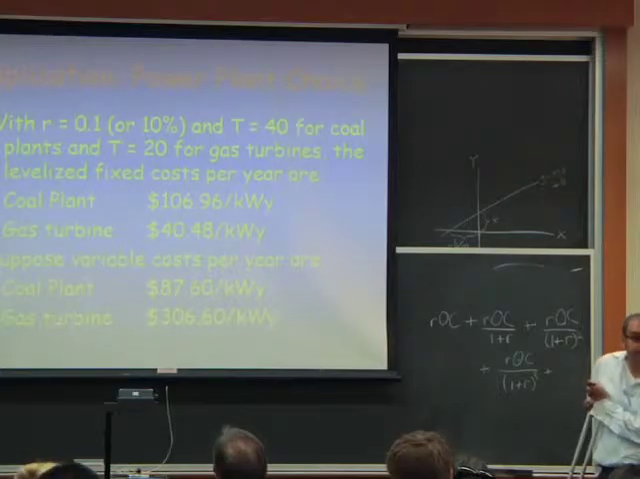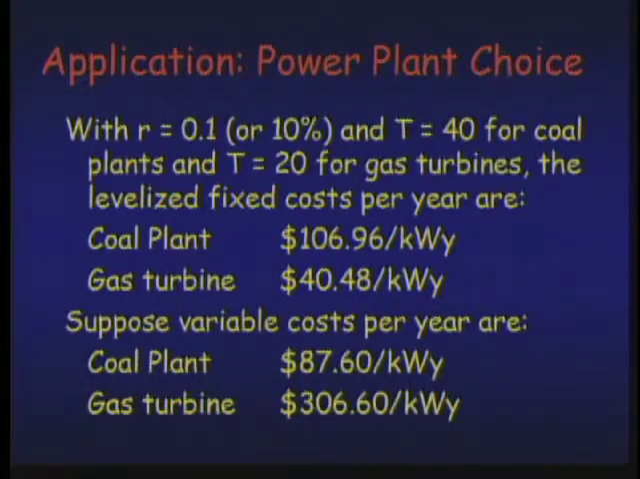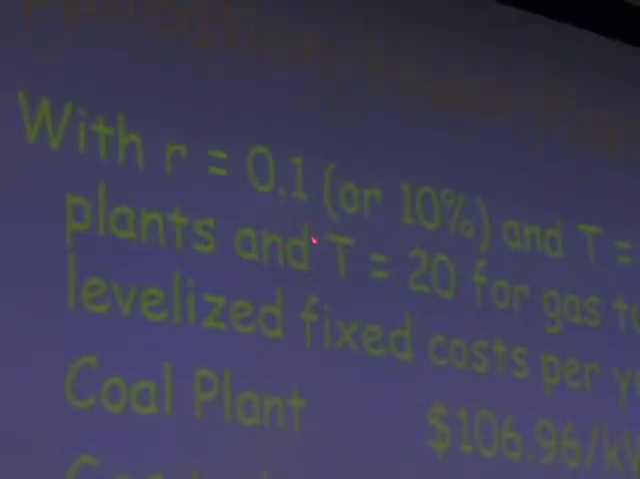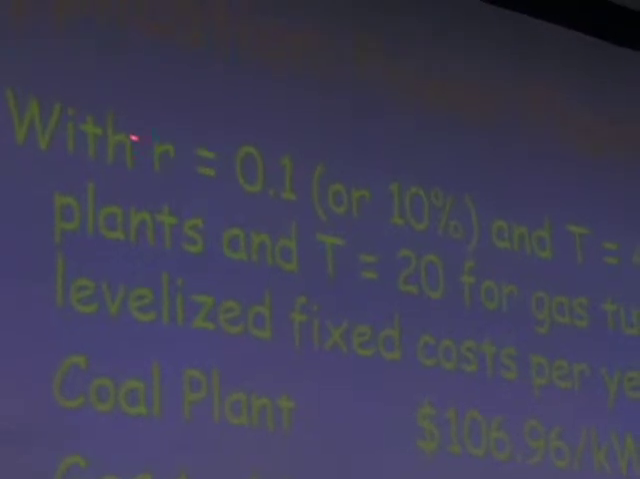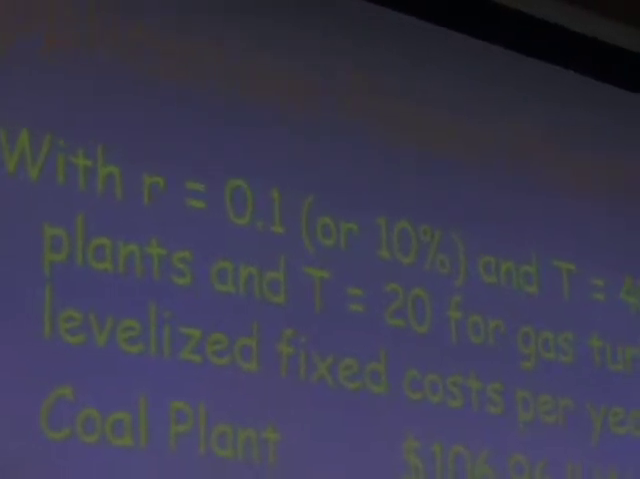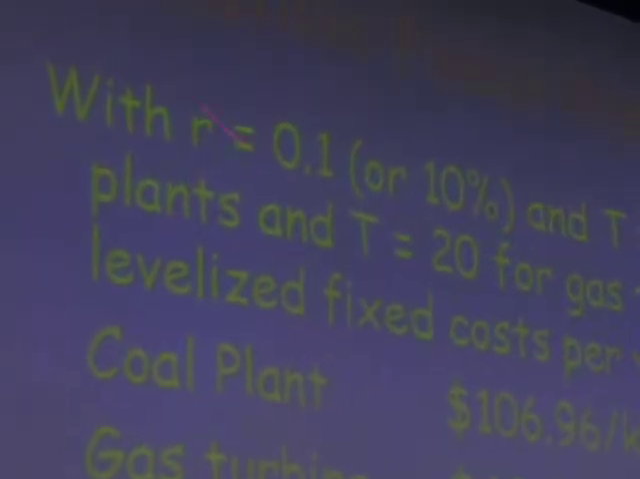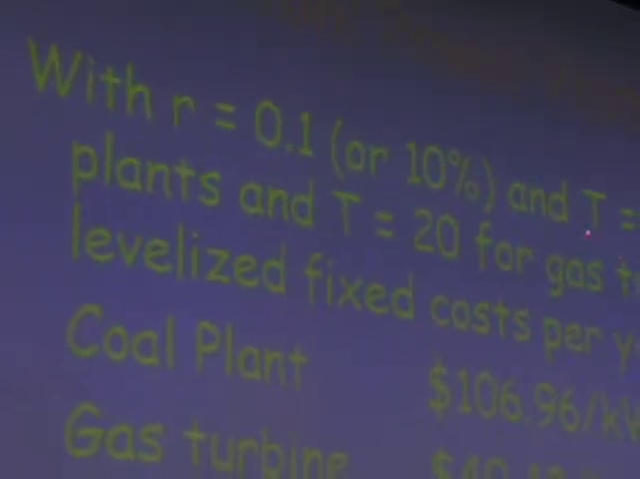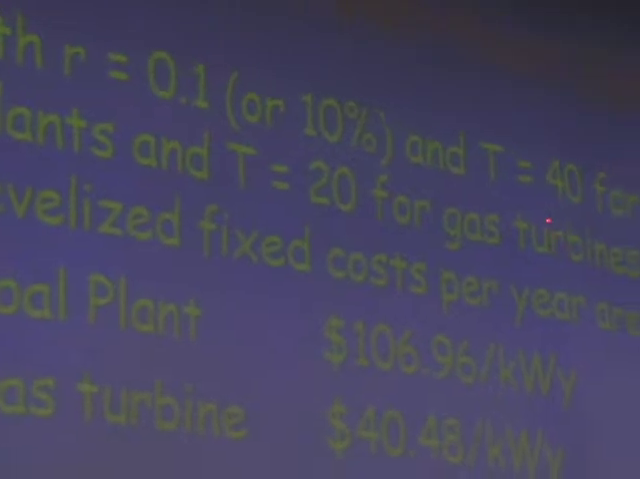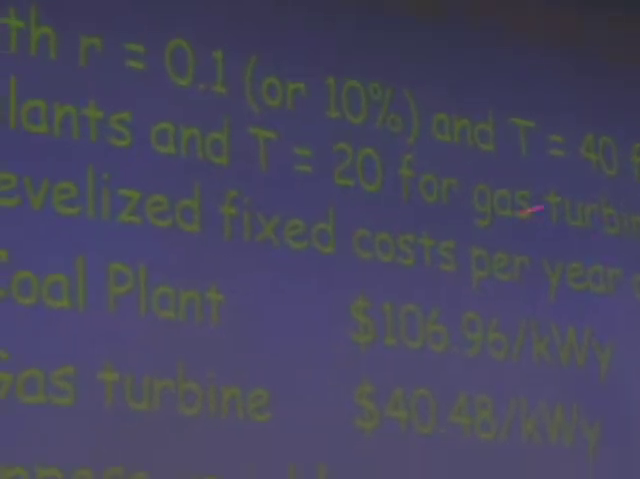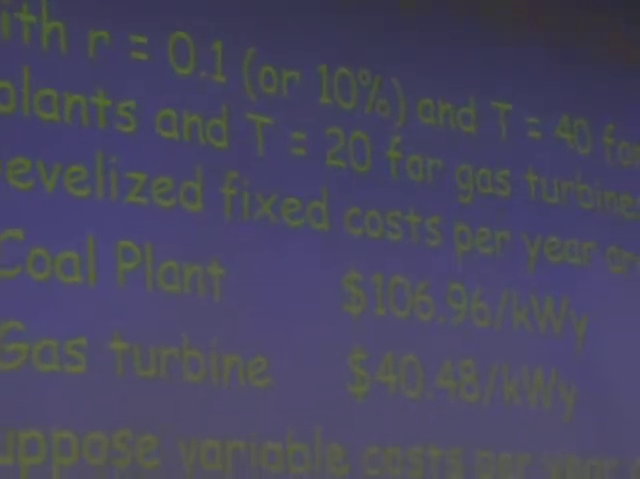Generally, in these formulas, the interest rate is always entered as a decimal between 0 and 1. So 10% will be 0.1. If you put in the number 10, you'll get results that don't make sense. So that's a good way to remember whether you did it right or not. And T here is 40 for the coal plant and 20, this is in years, for the gas.